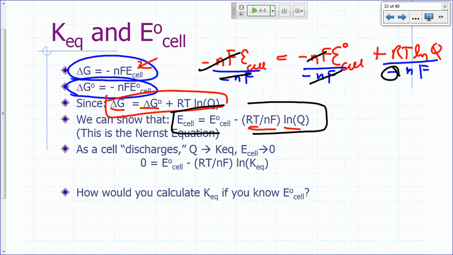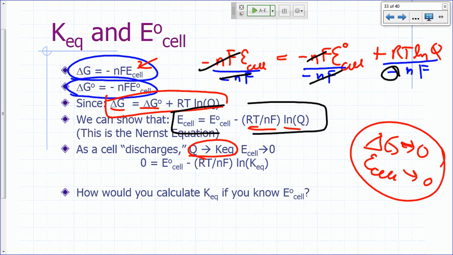What happens to your reaction quotient as the reaction progresses? Eventually, it's going to approach your KEQ, right? All reactions eventually approach KEQ, the reaction quotient. And so, what do we know when it's approached KEQ? Delta G is going to approach 0, right? And your cell potential is going to approach 0. At equilibrium, when your battery is fully discharged, it's not going to put out any voltage, right? So delta G approaches 0, cell potential approaches 0.